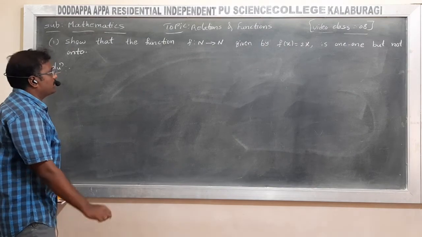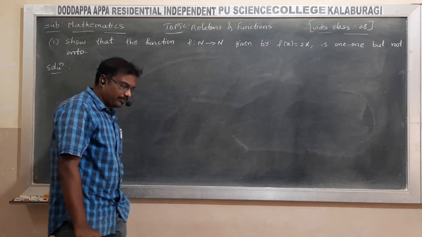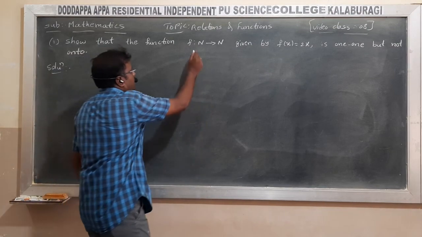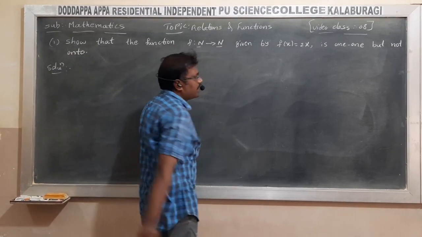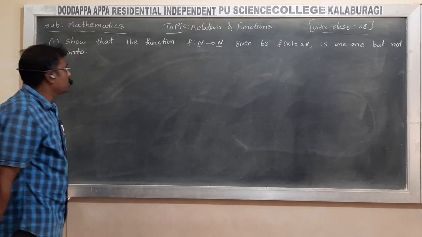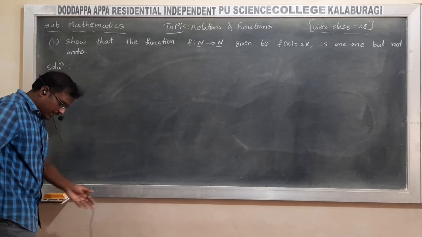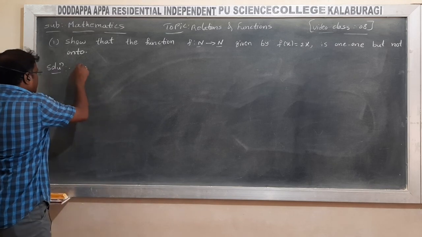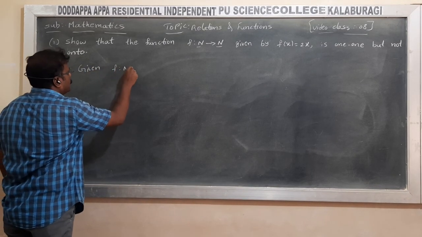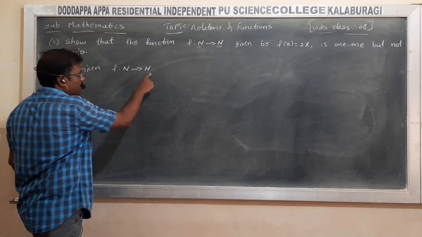Right. So next we go for some problems. Show that the function f from N to N given by f of x equal to 2x is one-one but not onto. First you have to write the given condition. What is given? f from N to N. This is a very important condition.